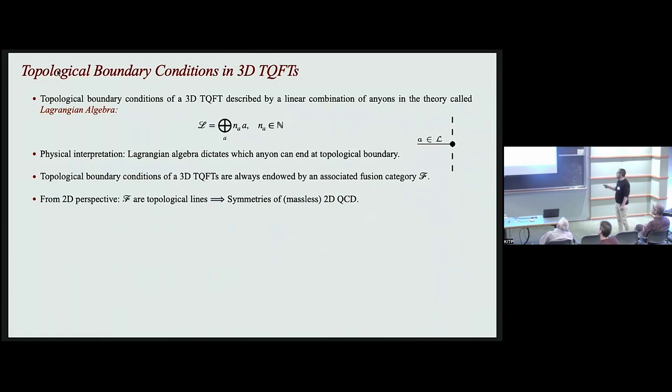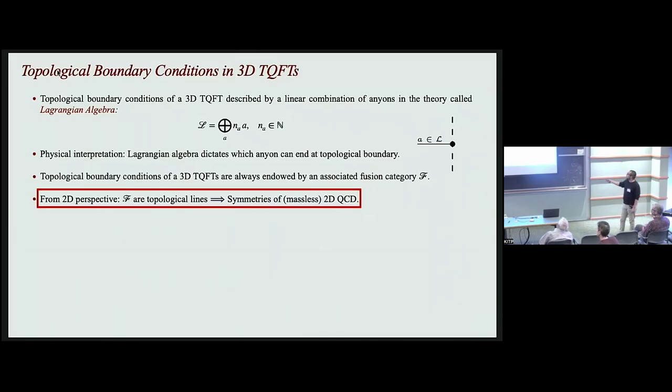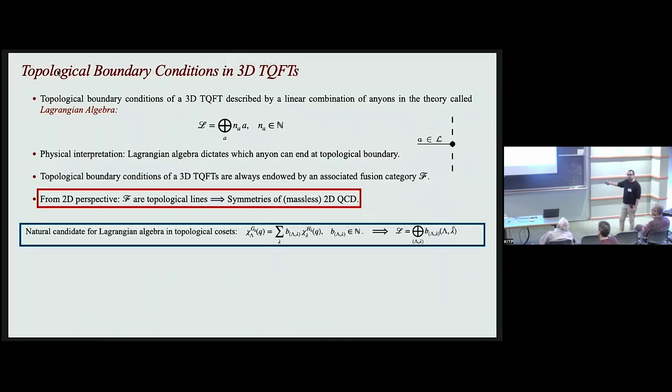Now, here comes an important observation, which is that topological boundary conditions of a 3D TQFT are always endowed with an associated fusion category. So basically, some non-invertible symmetries living at the topological boundary. And from the 2D perspective, these topological lines are going to be symmetries of the 2D QCD model. And actually, in the context of cosets, there is a very natural candidate coming from the branching rules. I'm not going to explain this in detail, but basically, if you know the branching rules, then you know the Lagrangian algebra. So you know the proposal for what are the line operators that can end at this topological boundary.